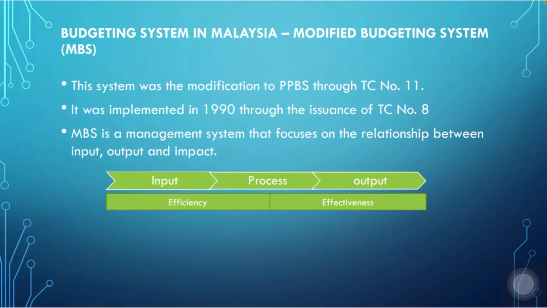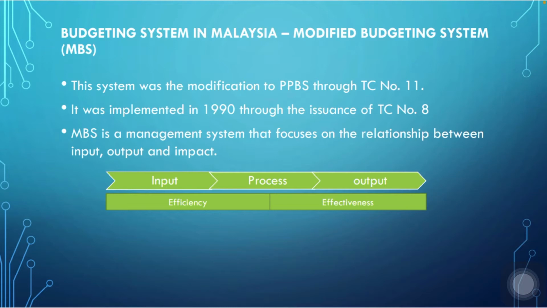So macam PBBS tadi, dia hanya tertumpu kepada operating expenditure sahaja. Dia tak ada development expenditure, jadi tak ada linkage between these two. So dia tak boleh nak evaluate dia punya performance dari sudut management and also program. Tapi untuk MBS, dia cover everything, dia cover all the flaws of PBS system tadi.